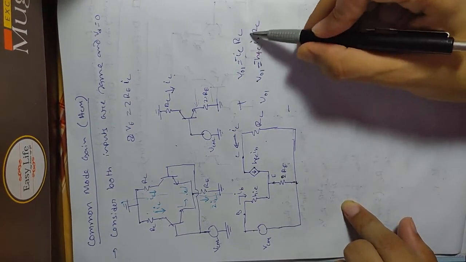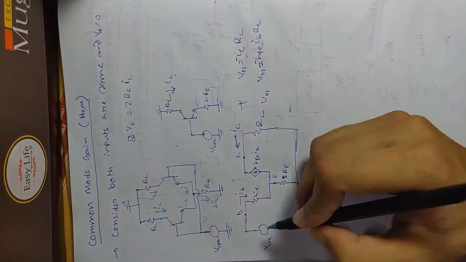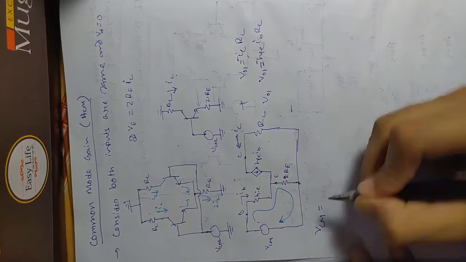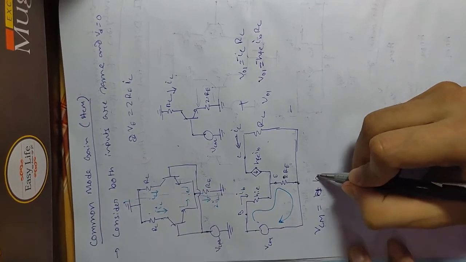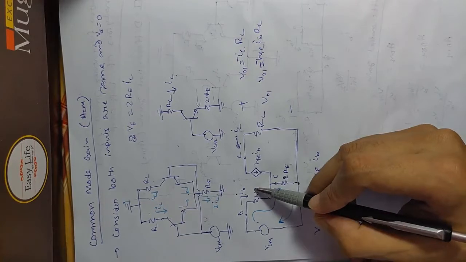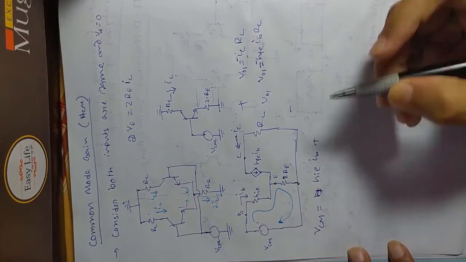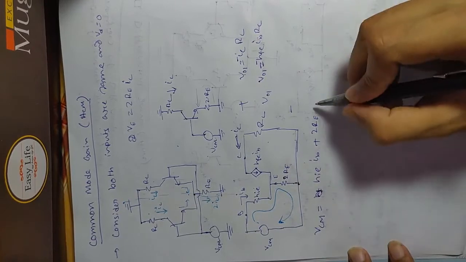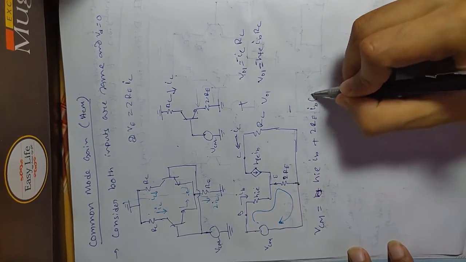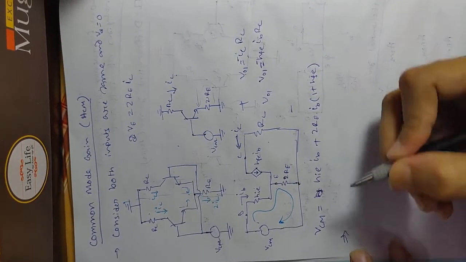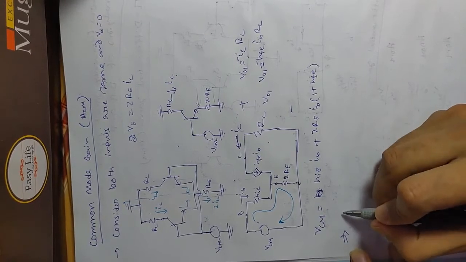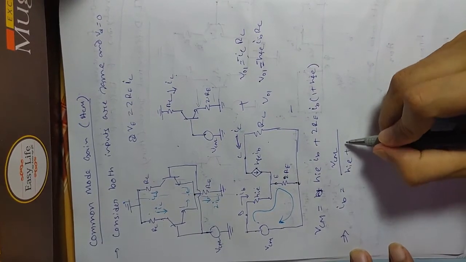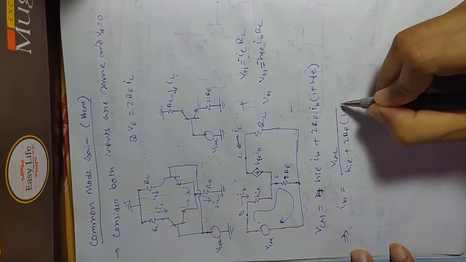Now I need to calculate the IB. So if I use this loop, writing the loop equation, VCM equals HIE into IB, plus this resistance 2RE into the current through it, which is IB plus HFE into IB, so IB(1 plus HFE). Taking the common factor of IB, IB will be VCM by HIE plus 2RE(1 plus HFE).